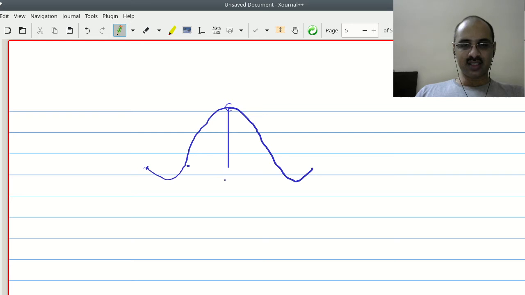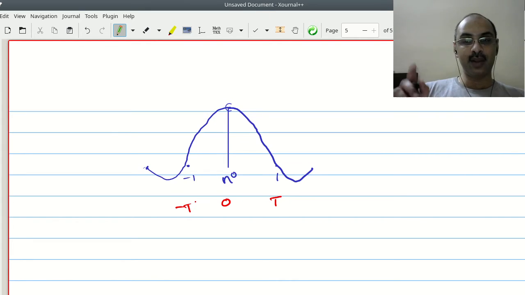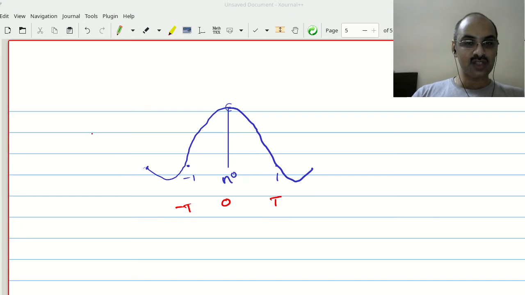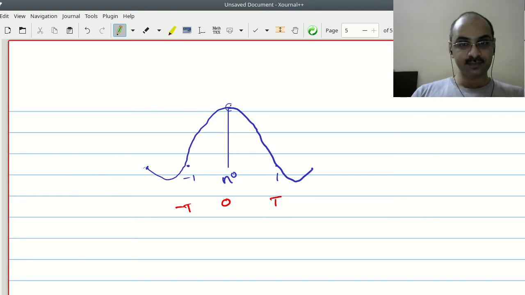Okay, so this is n is equal to 0. This is 1 minus 1, and in continuous time lingo this is 0, t, minus t. So what are we doing when we do e power minus j alpha? We are actually changing the location of sampling. So over here the location of sampling is actually this.